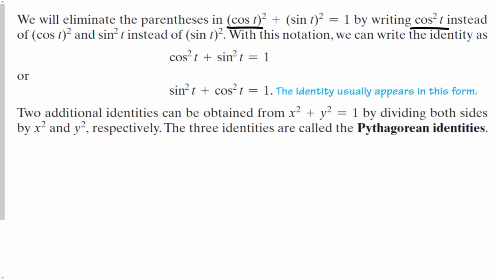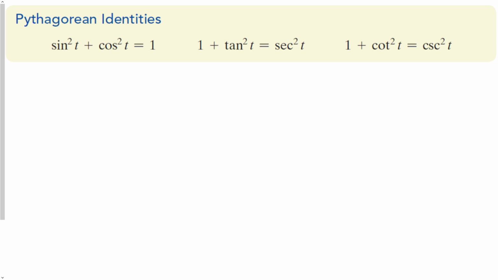This is just a trick that we use to save us some confusing parentheses. So we're just going to write cosine squared t plus sine squared of t is equal to 1. Means exactly the same as we did before. These identities are called the Pythagorean identities, and there are 3 of them. The one we'll use the most is this one, that the sine squared plus the cosine squared is equal to 1.